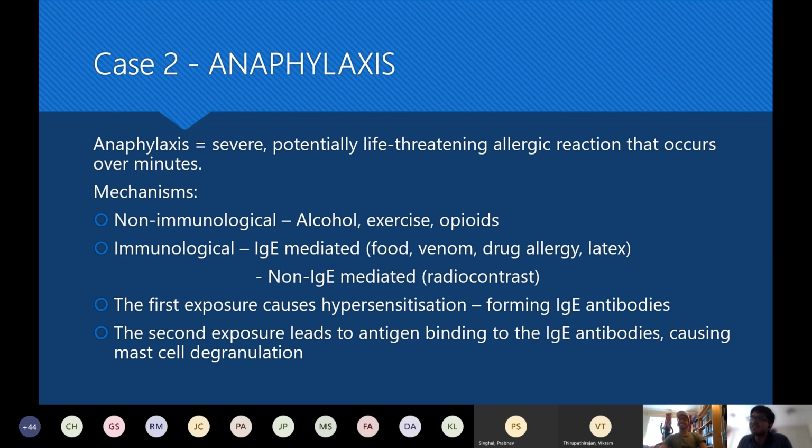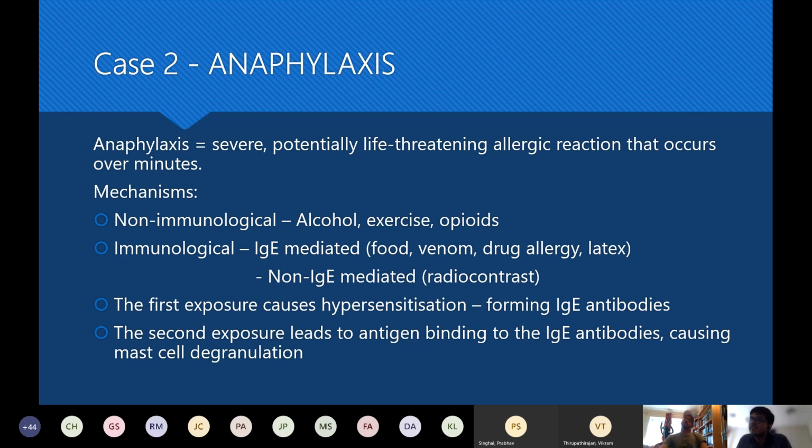Oh, I love it when people give me doses. Yeah, 1 in 1,000. Really good. Anything else? Oxygen, elevated legs, bronchodilators, hydrocortisone.